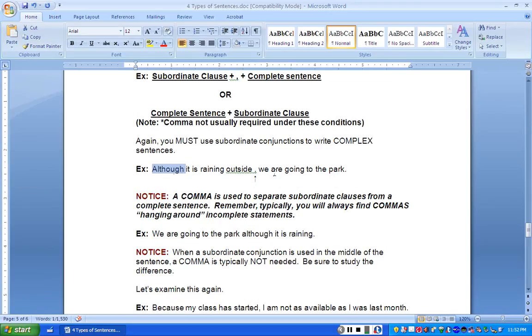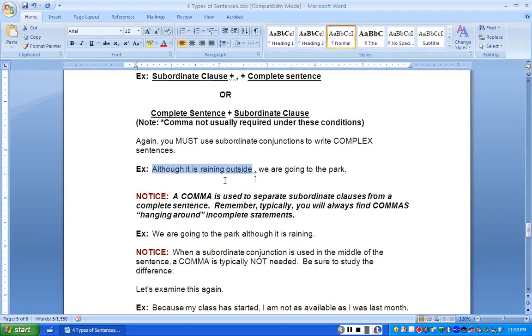But notice over here, on the right side of the comma, the word we. We is a pronoun, so that probably is a signal that we are beginning a new sentence. We are going to the park. Sounds like a complete sentence to me. It has a subject, right? Are going where? To the park. So we are going to the park is our sentence, and although it's raining outside is an incomplete thought. That's our dependent clause. Now let's take a look. If somebody walked up to you and said, although it's raining outside, and they walked away, would you know what they were talking about?